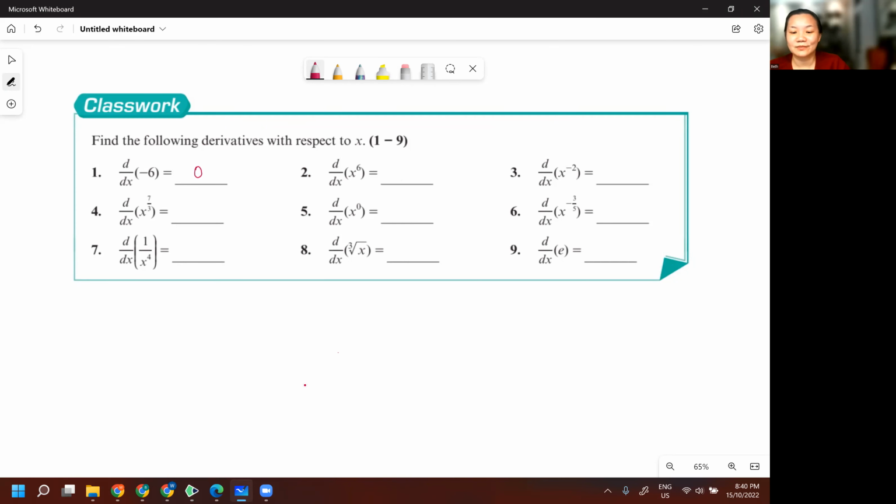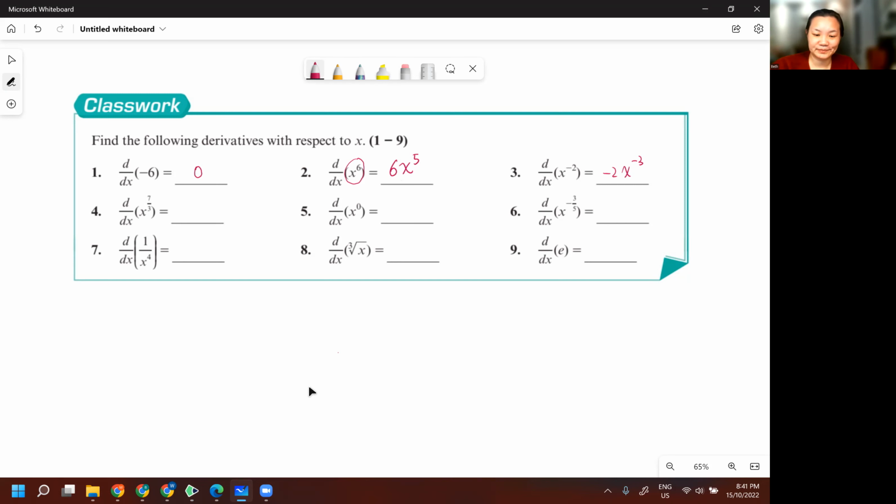Question 2, d/dx of this. This is a power function. This is the case when n equals 6. So according to the power rule, okay. Next one, d/dx of x^n, now n equals -2. Although we haven't proved it yet, it's still true. The answer is -2x^-3.